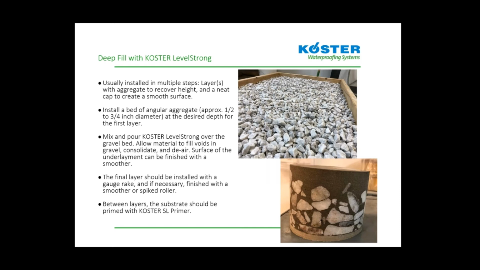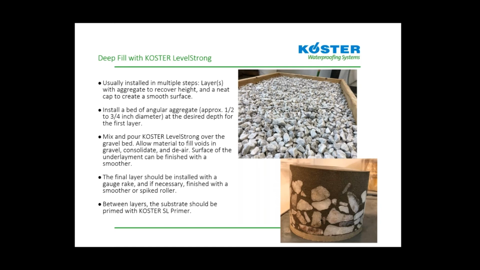So the deep fill systems are normally installed in multiple steps. There are layers installed with aggregate to recover height, and then a neat cap is poured to provide a smooth surface along the top surface of the concrete, to finish the layer of self-leveling underlayment. The primary methods in the past are obviously mixing stone or aggregate with the material and pouring it out together, with bags of underlayment and bags of stone or aggregate together, or potentially broadcasting aggregate into a wet layer of underlayment to try to build it up.